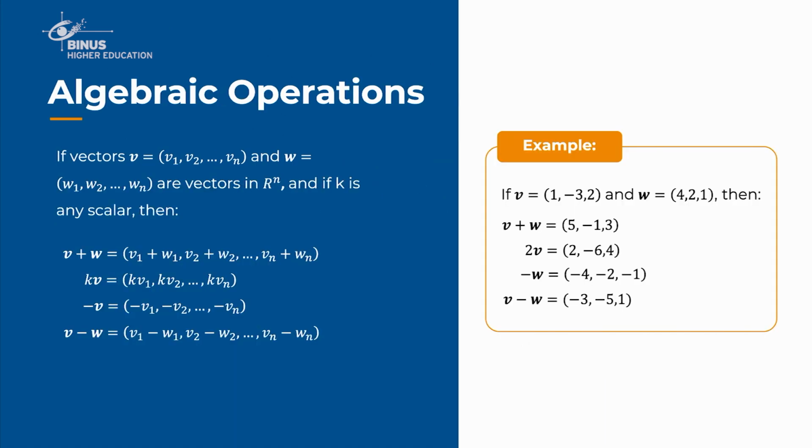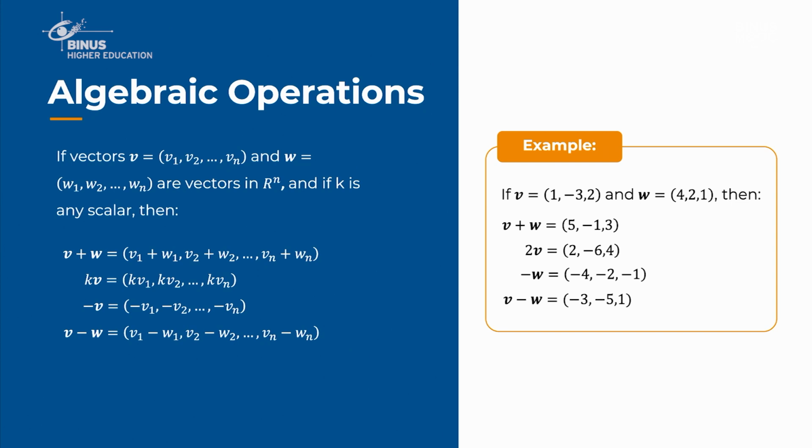And then we have algebraic operations. If vectors v and w are vectors in Rn, and if k is any scalar, then for v plus w, we add all the components: v1 plus w1, v2 plus w2, and then vn plus wn. If we multiply v by a scalar k, then we multiply all the components by the scalar. So we have kv1, kv2, until kvn. This is also applicable to minus v, where we have minus v1, minus v2, until minus vn.